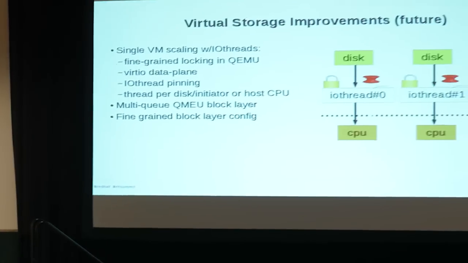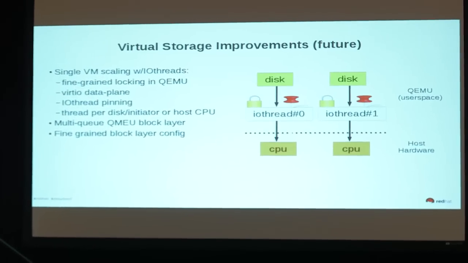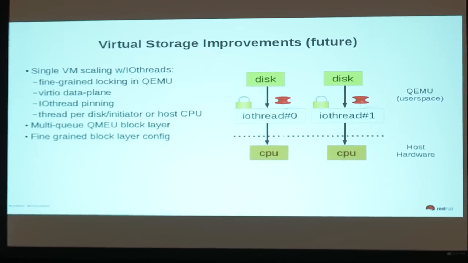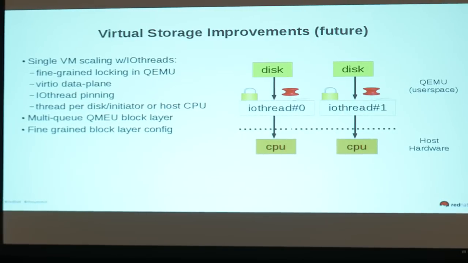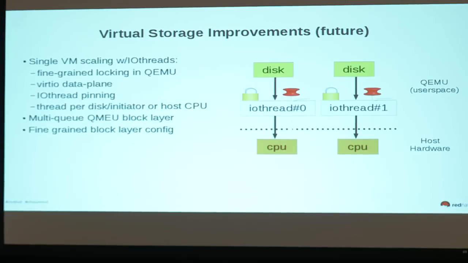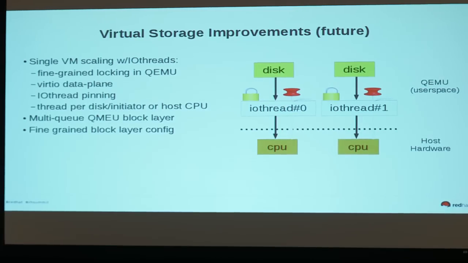So I want to mention really quickly some virtual storage improvements that we've made. Improvements for single virtual machine scaling, a feature called I/O threads. This is otherwise known as Virt data plane. The first version of Virt data plane will be for Virt block. The second version will be for Virt SCSI. And the picture shows that you can now create multiple I/O threads. You can create any number you want.